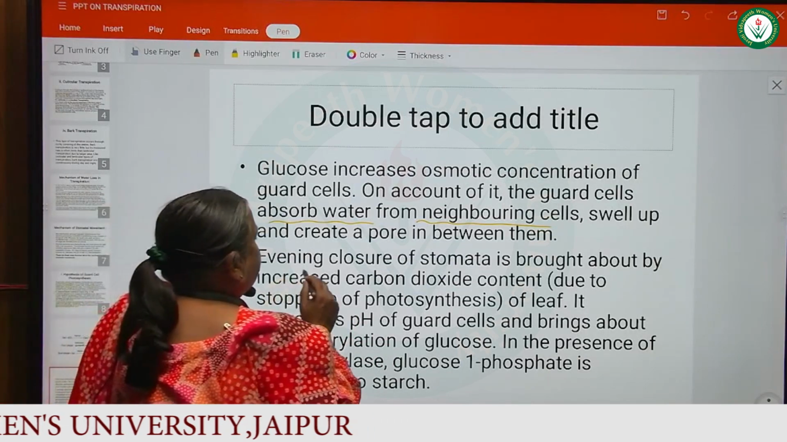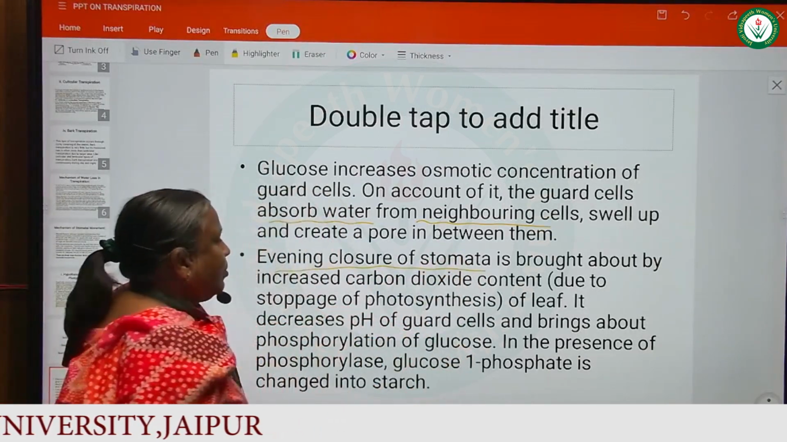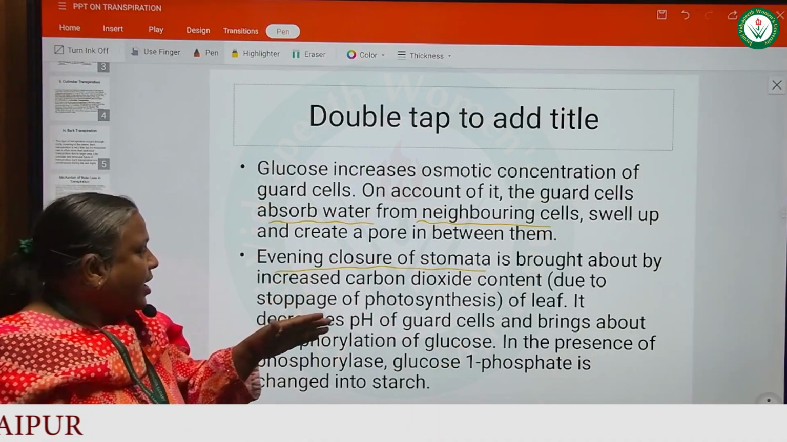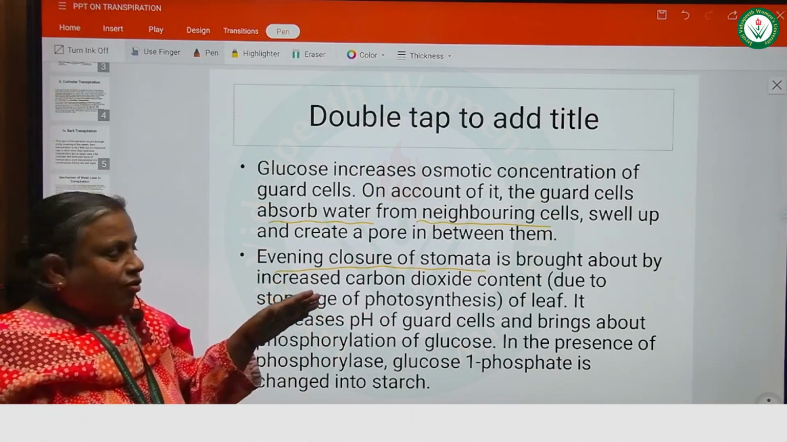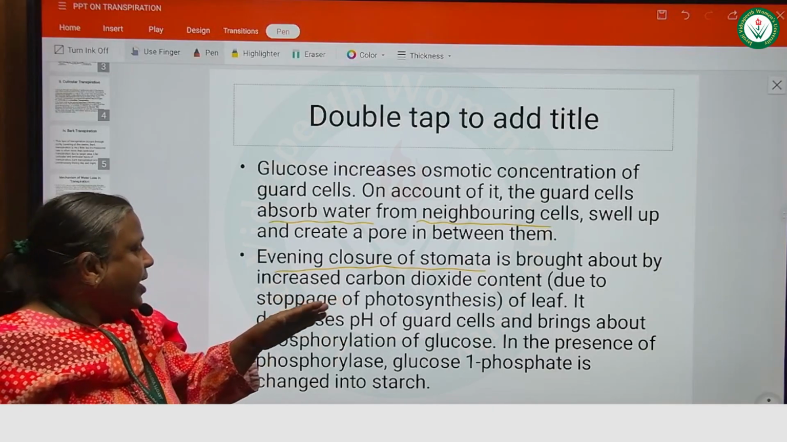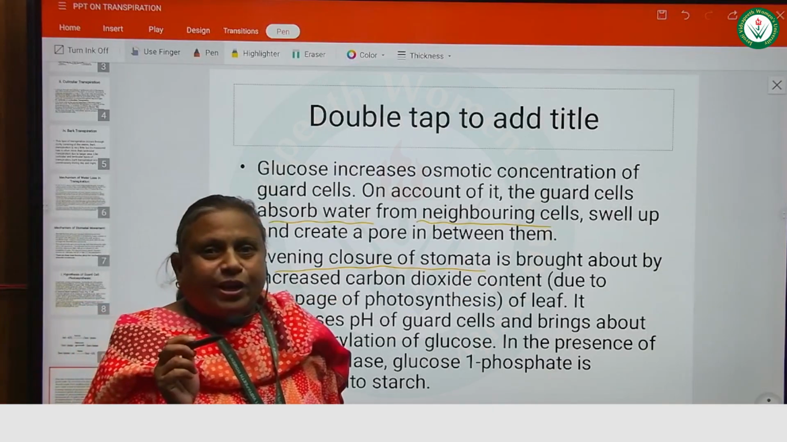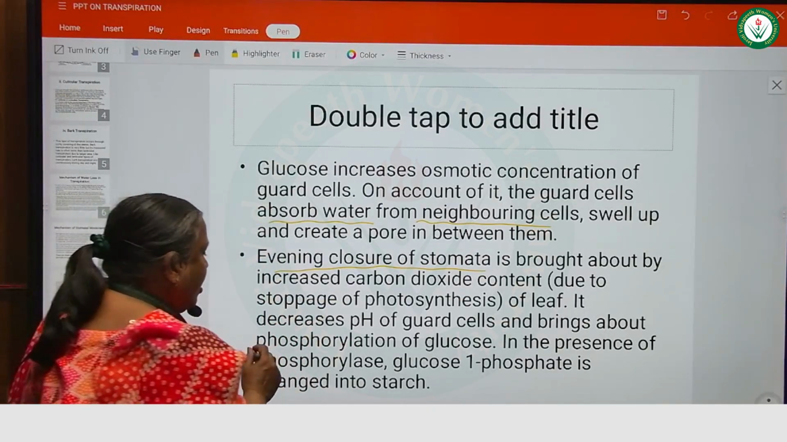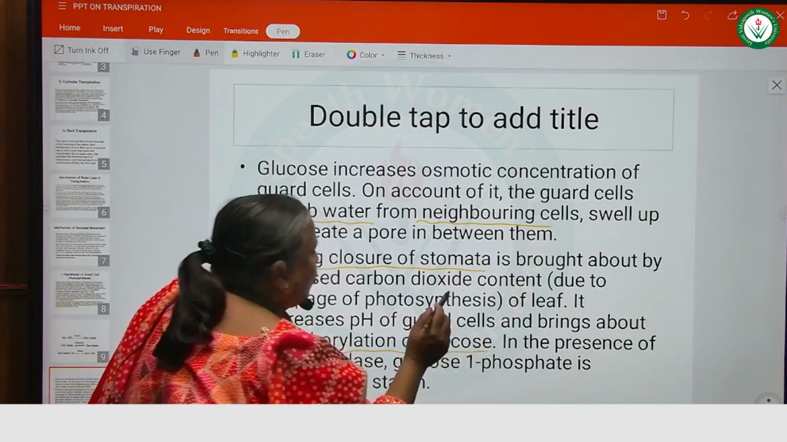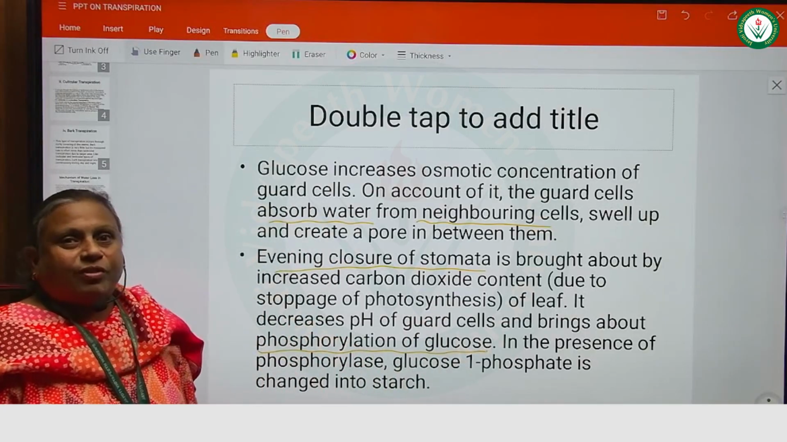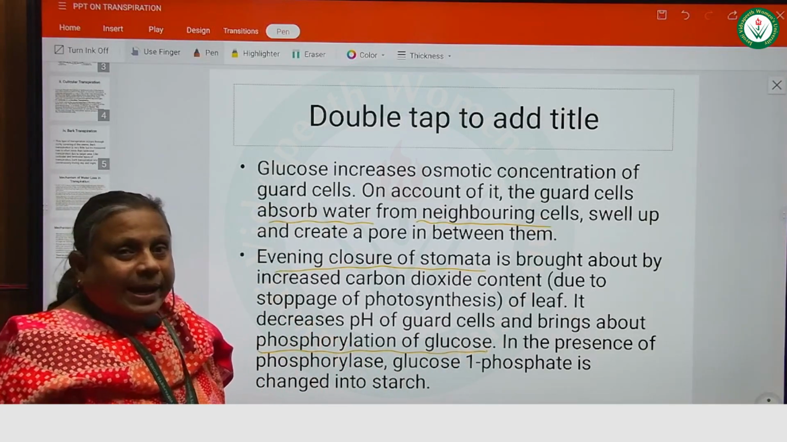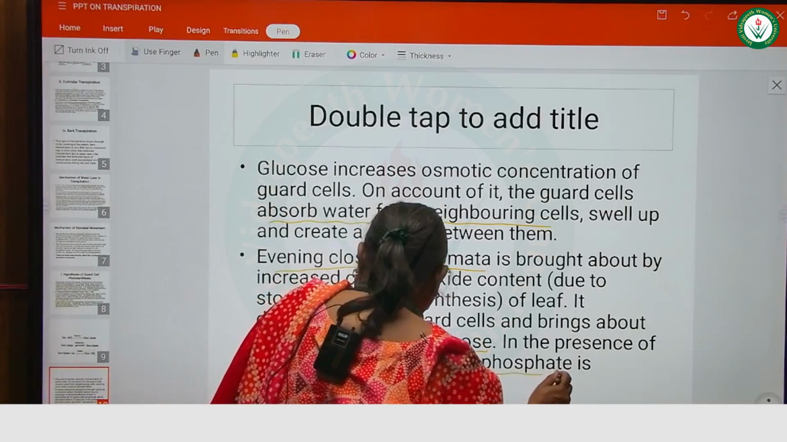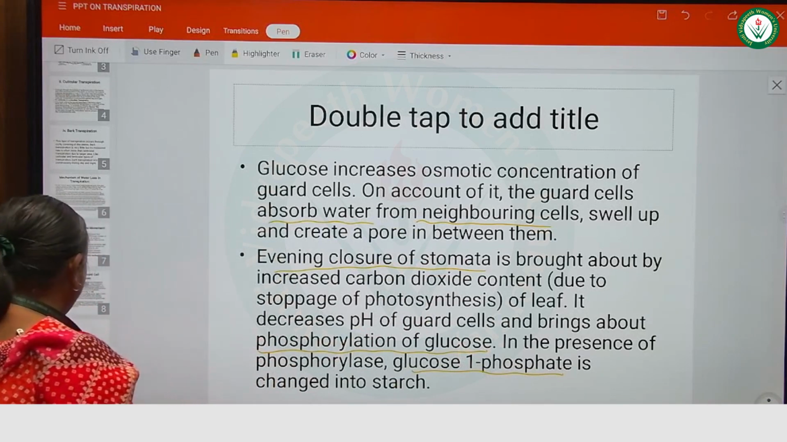So evening closure of stomata is brought about by the increased carbon dioxide content due to the stoppage of photosynthesis of the leaf. It decreases the pH of the guard cells and brings about phosphorylation of glucose in the presence of the enzyme phosphorylase. Glucose 1-phosphate is changed into starch.